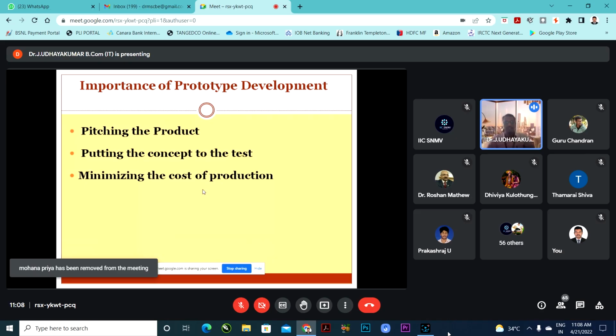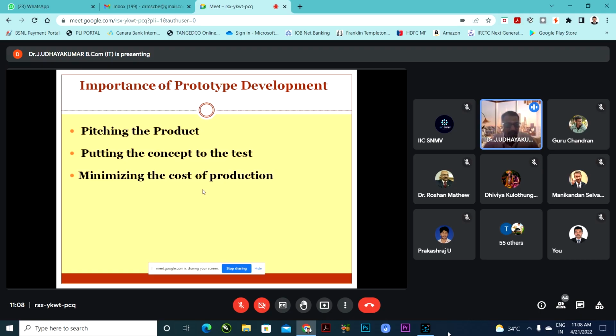The second importance, after pitching, is putting the concept to the test. A drawing of the design for a part does not guarantee that it will fulfill its intended function in real-life conditions, so we have to test the product. Building a prototype is a great way to evaluate how the part will perform in a working environment. This test helps the manufacturer determine which parts of the design to revise or discard. So prototype development is very important for the manufacturer.